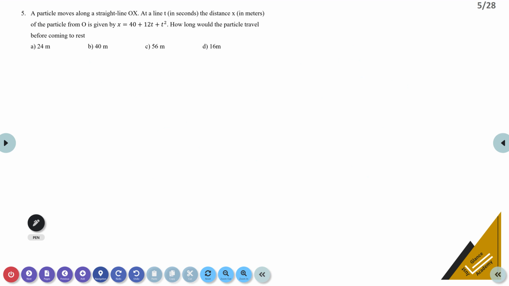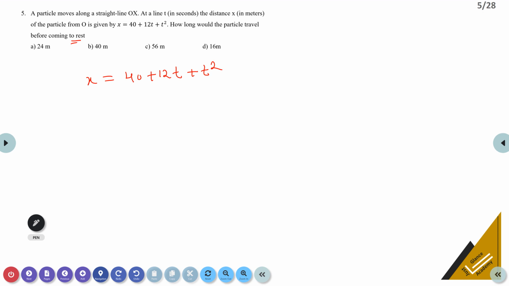Next. A particle moves along a straight line OX. At a time t, the distance x of the particle from O is given by x equal to 40 plus 12t plus t square. How long would the particle travel before coming to rest? He is asking, before coming to rest, how long the particle has traveled.